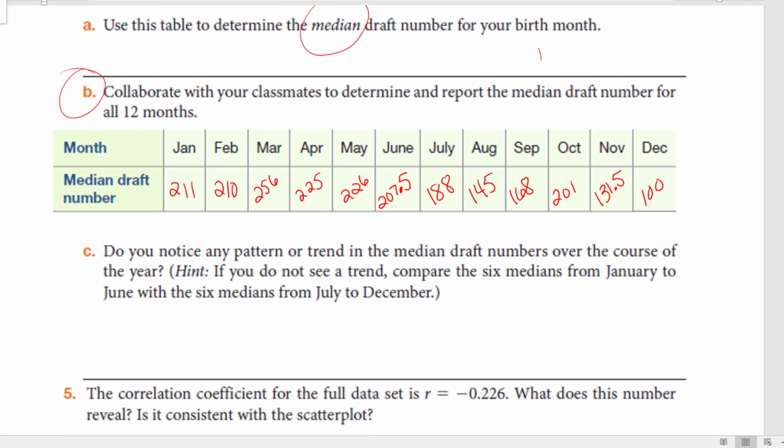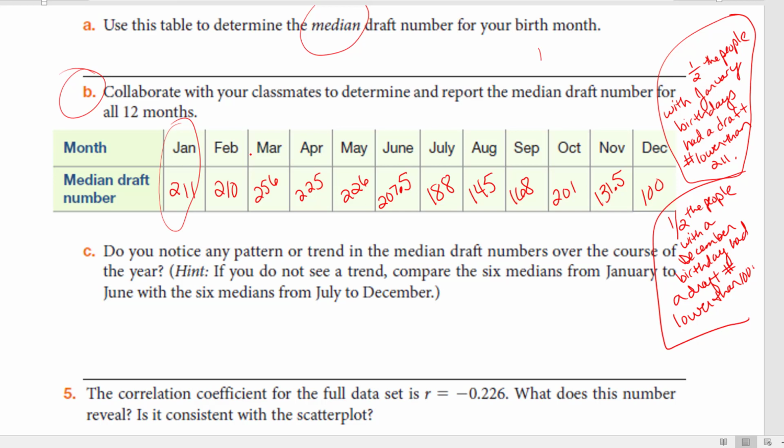And let's just make sense out of this a little bit. So this number 211 for January means half the people who have a January birthday had a draft number below 211, and half the people had a draft number above 211. For June, half the people with a June birthday had a draft number below 207.5 and half were above 207.5. And if you get down here to December, half the people with a December birthday had a draft number lower than 100 and half had a draft number higher than 100. Remember, you don't want a low draft number. If you get a low draft number, you're getting called up. If you have a high draft number, it's very unlikely you're getting called up.